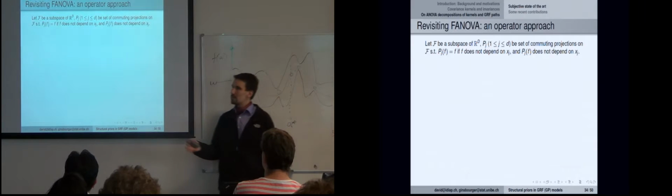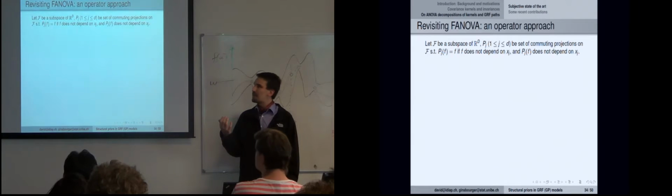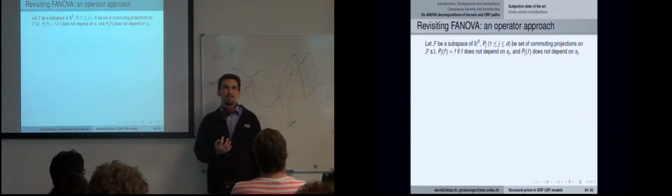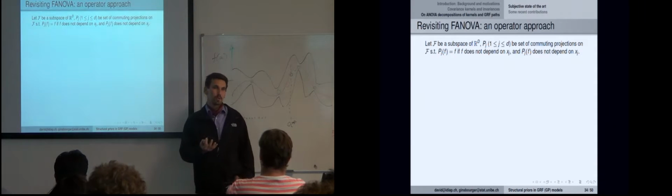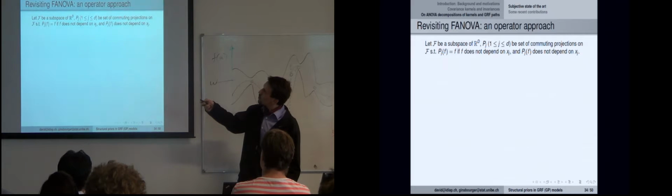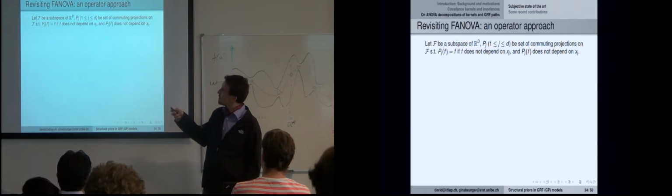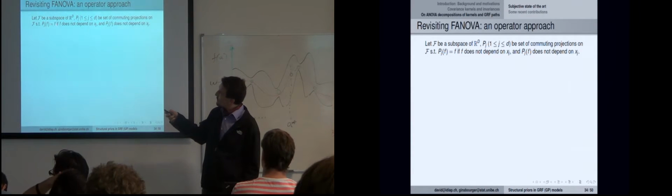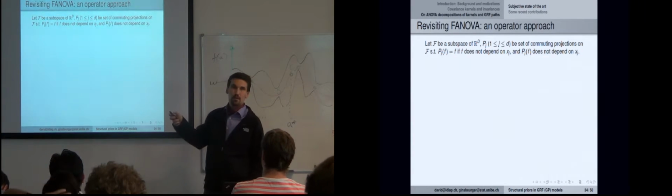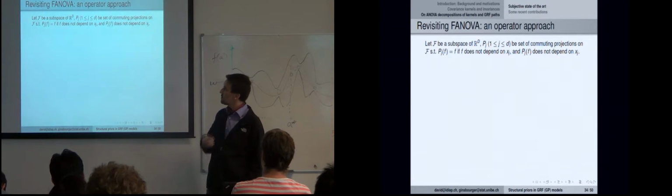So now I propose, since we want to apply this to Gaussian fields and to cast it as operators, that we revisit this approach in a more abstract way. You take a subspace of the functions from D to R, and then you take a set of commuting projections, Pj. So you have as many projections as you have dimensions that satisfy some property, which is that Pj of f is equal to f if f does not depend on the jth variable, and Pj of f does not depend on xj. Okay, so we start from this.